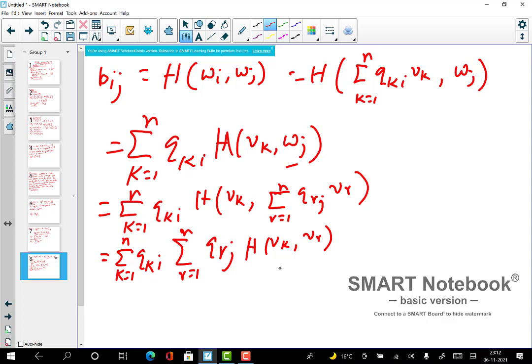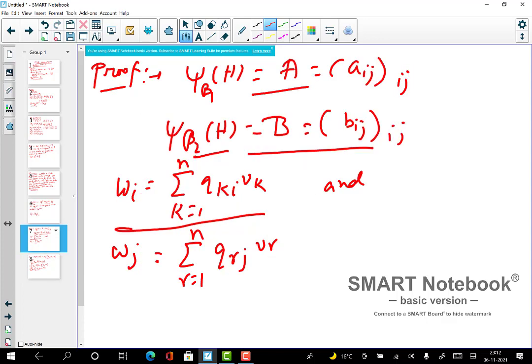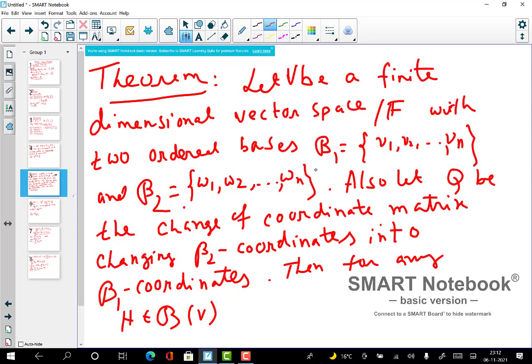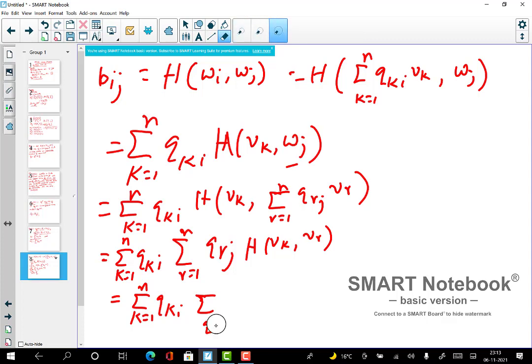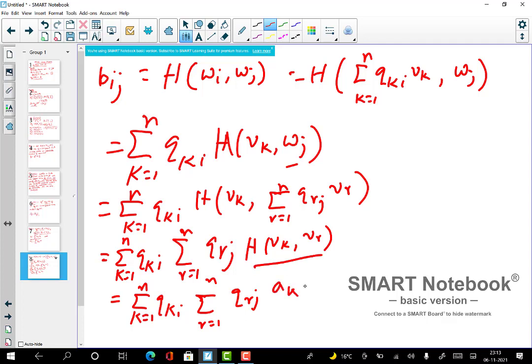But H(V_k, V_r) is what? It is nothing but giving you the entries of the A matrix, because A is with respect to beta 1, and beta 1 is the basis whose elements are V_1, V_2, up to V_n. So this will give you nothing but the value A_kr. If you write it down, the sum over k equal to 1 to n of Q_ki, and then the sum over r equal to 1 to n of Q_rj, but this is A_kr.